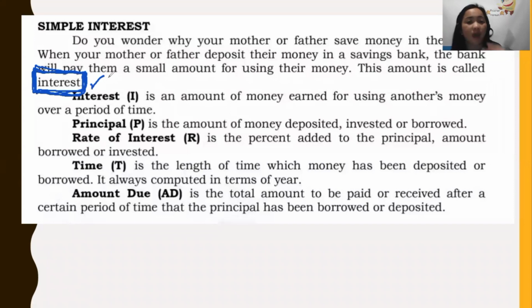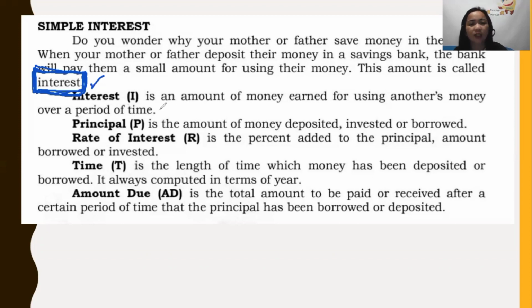Naglagay kayo ng pera sa bangko, safe, di ba? Safe. Kaya tayo naglalagay dahil safe. At the same time, kahit papaano, tumutubo yung pera natin, nadadagdagan kasi may interest. Bakit nagbibigay ng interest ang bangko? Kasi yung pera na inilalagay mo sa bangko, ginagamit din nila yun. Ginagamit din ng bangko. It's either pinauutang. That is what we call interest, or the amount of money earned for using another's money over a period of time.